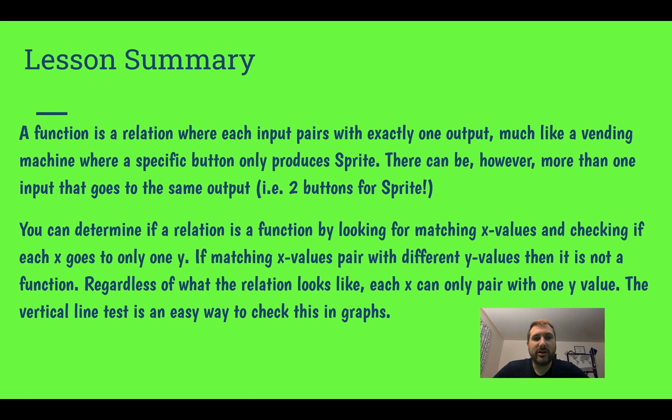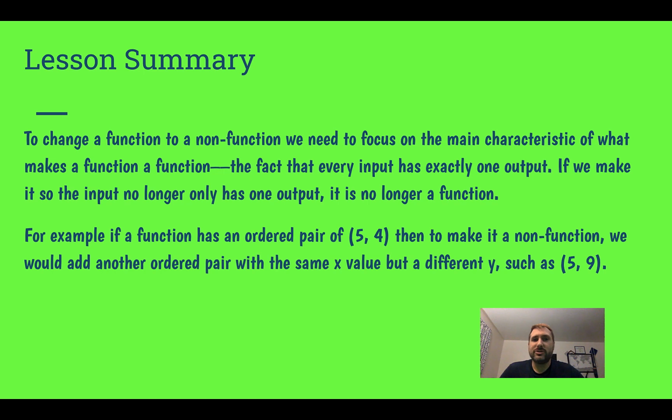In this lesson, we learned a couple different things. First, a function is a relation where each input only has one output, like a vending machine. You can determine if a relation shows a function by looking for matching x values and seeing if each x only goes to one y. If you have the same x and it goes to different y's, it's not a function. Using this to change a function into a non-function, we just focus on what makes a function a function: the fact that each x goes to one y. So, if we don't want it to be a function anymore, use something that's already there for x and make it go to a different y value, and it's no longer a function.